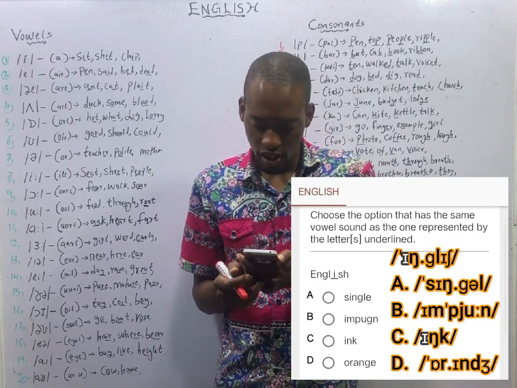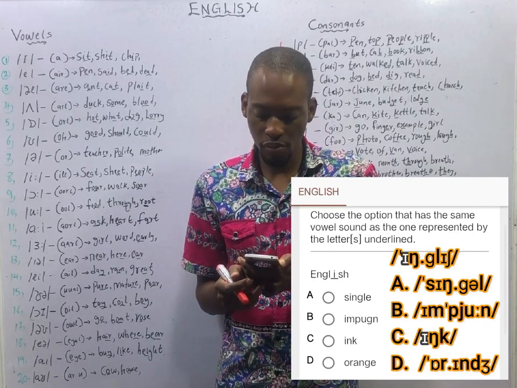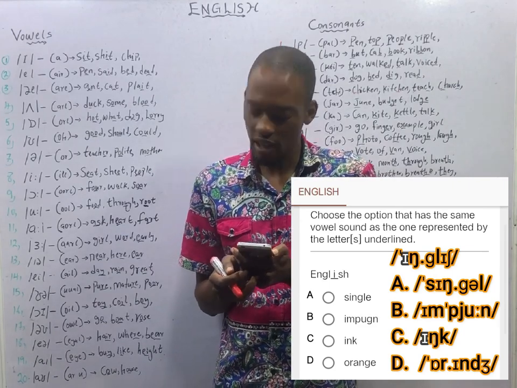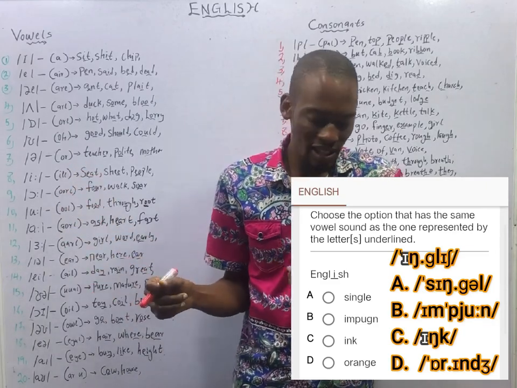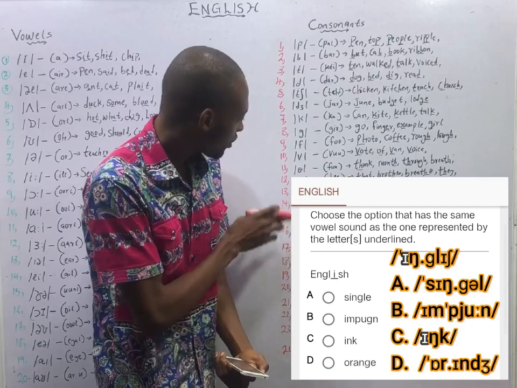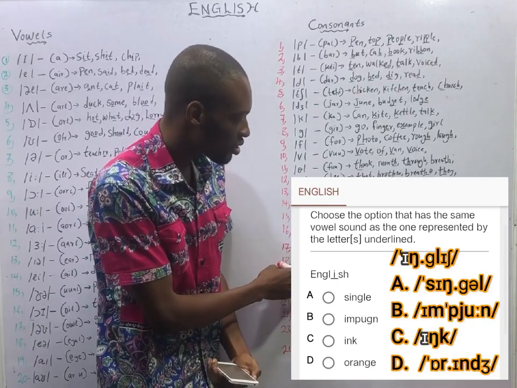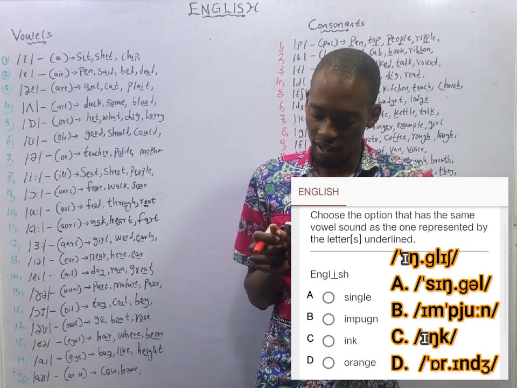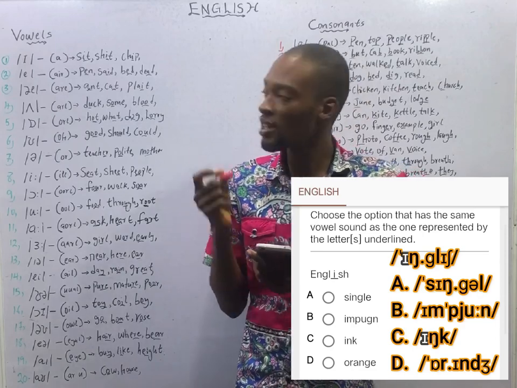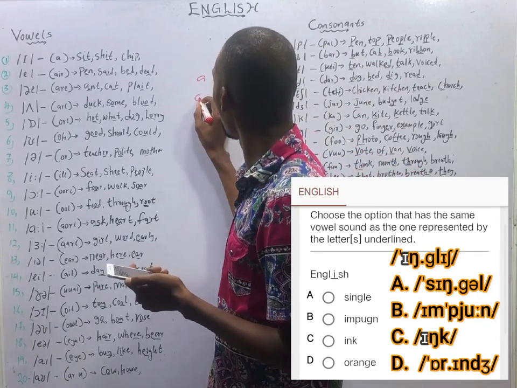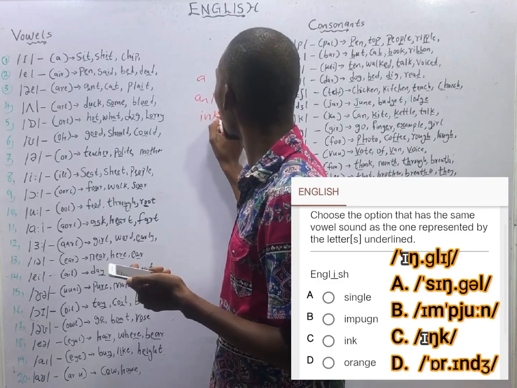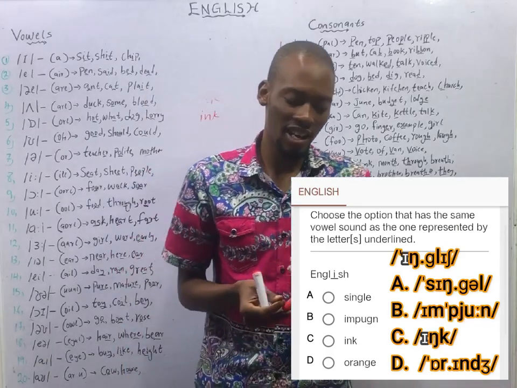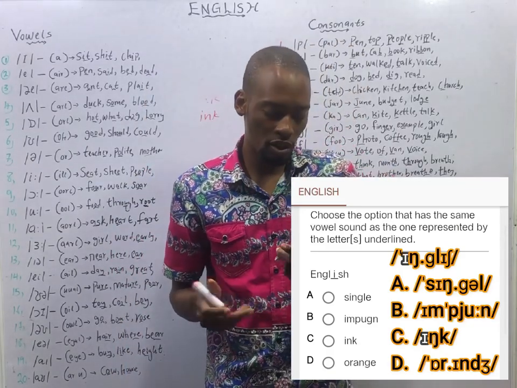Option B, impium. Option A has the ing sound, the ng sound, as in young, uncle, and sing. Ink. It's actually the I sound. So ink has the I sound in it, which makes ink and English possess the same vowel sound.